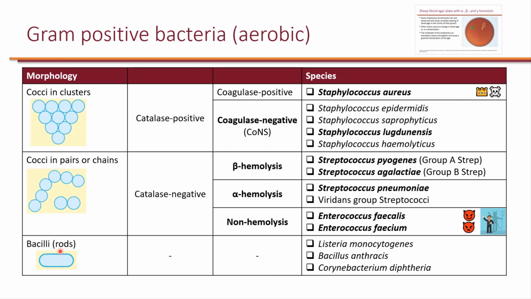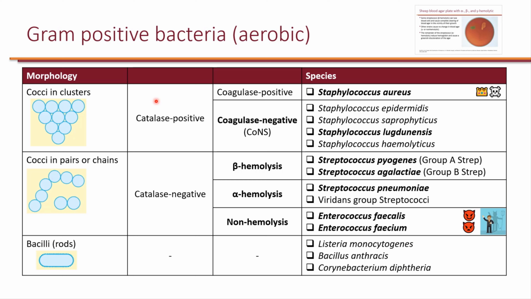And then we have rod shapes that are called bacillus, and the plural for it would be bacilli. And I should say cocci is a plural. The singular form is coccus. So if you're talking about a single bacterium, it will be a coccus.